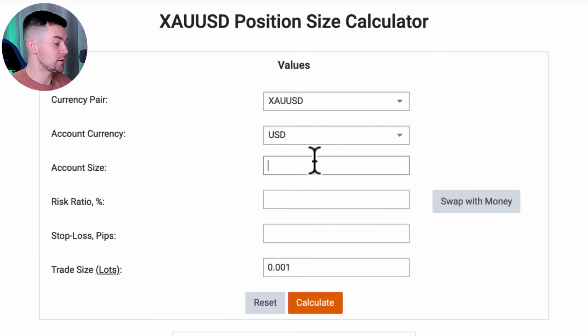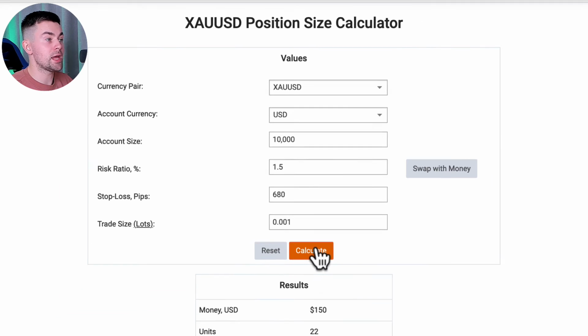In account size, input the size of your trading account. Let's take $10,000 for the sake of the example. The risk ratio should strictly be 1.5%. And stop loss in pips, here we should input our biggest stop loss. It is 680 pips. And we click calculate.